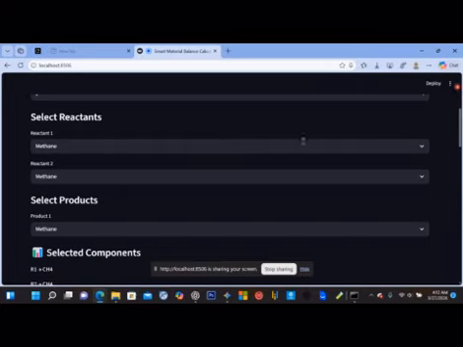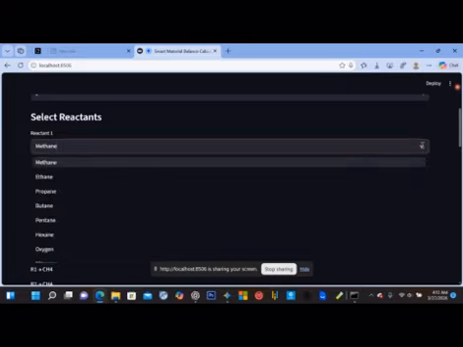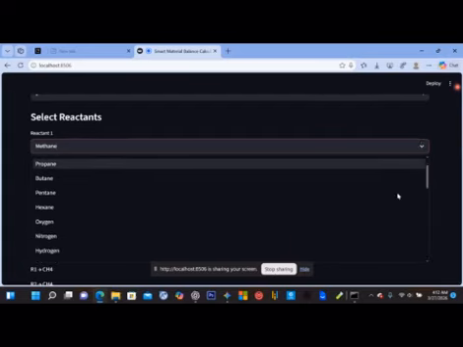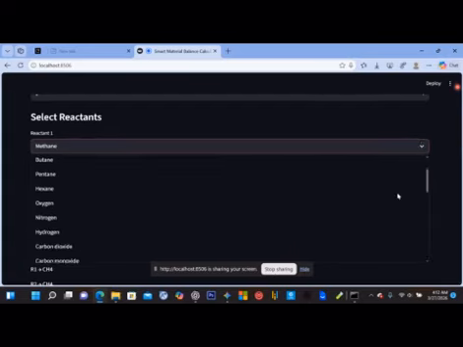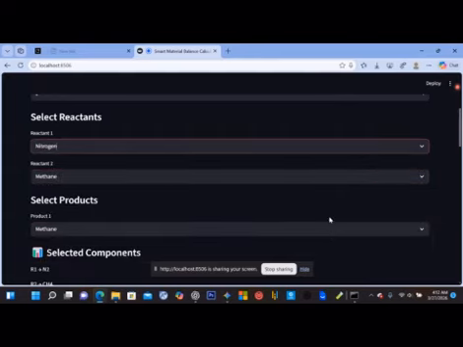So we now come to the section where we specify our components. This is for the reactant side, so we specify our reactant components. By default it's methane. So we look for our first reactant, which is nitrogen. So nitrogen, we select nitrogen.